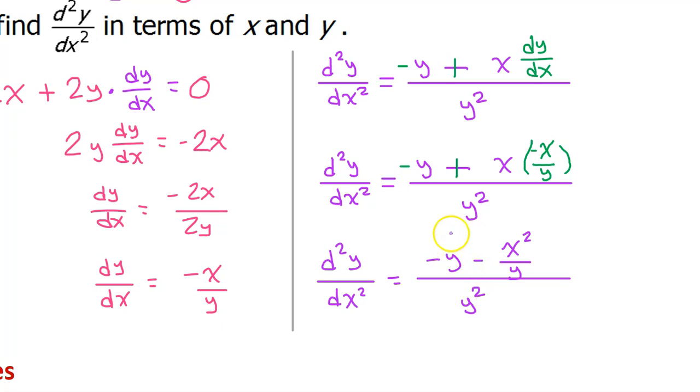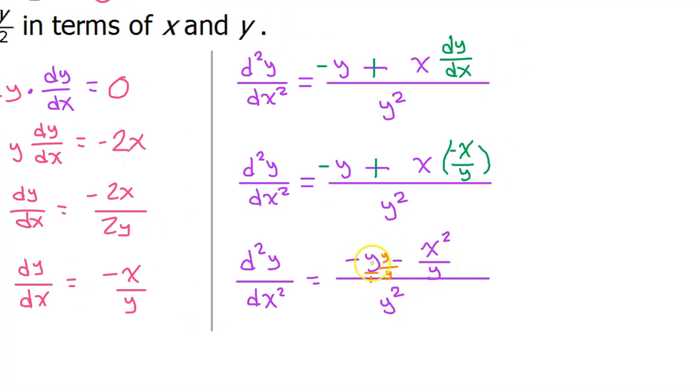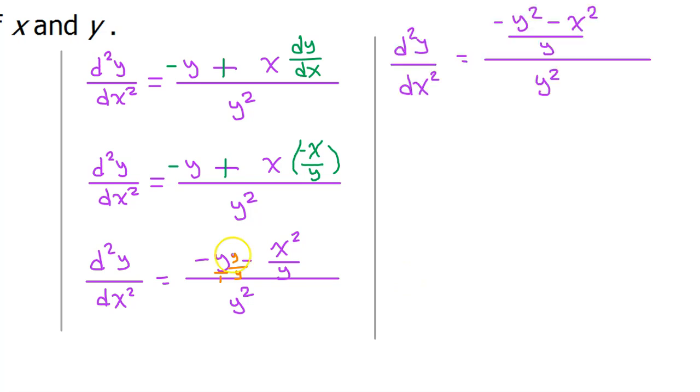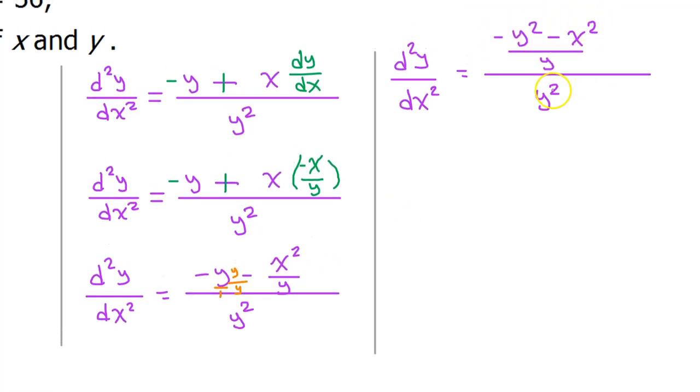Instead, let's make like denominators by multiplying this term by y over y. This is sort of like y over 1. So this term is going to make negative y squared over y, and then we have like denominators here. Combining these two fractions over the common denominator gives us what you see here in the numerator. We can bring the y squared up and put it in the denominator.